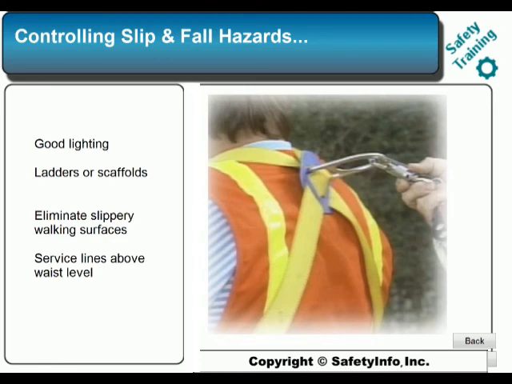Slips, trips, and falls can be prevented by having adequate lighting at entrance and inside the space, using proper entry ladders or scaffolds, eliminating material that creates slippery walking surfaces, and keeping temporary hoses and service lines in the space above waist level.